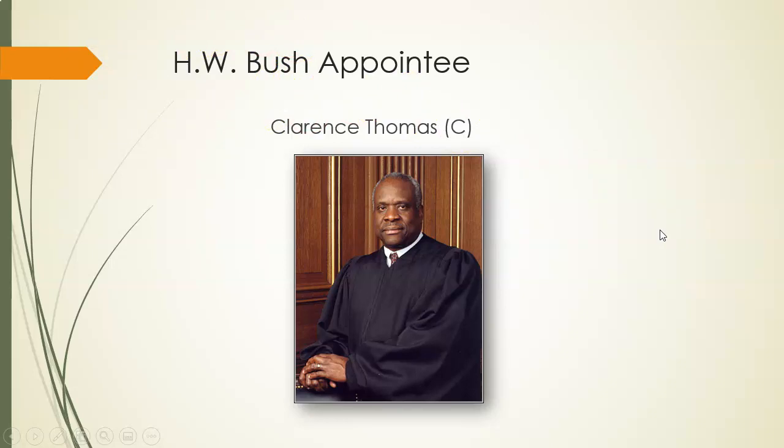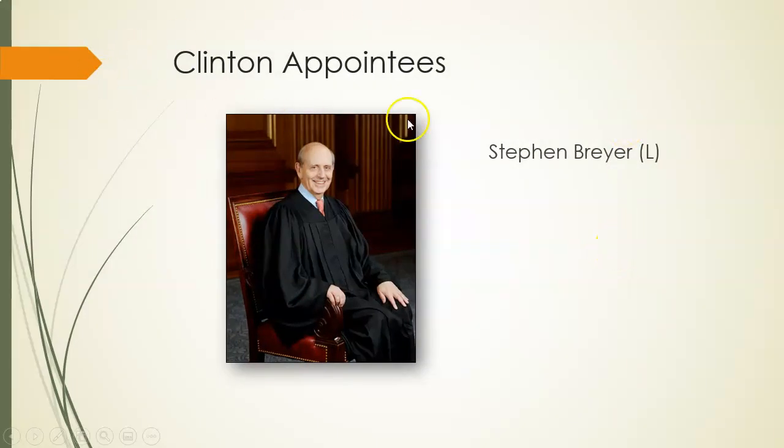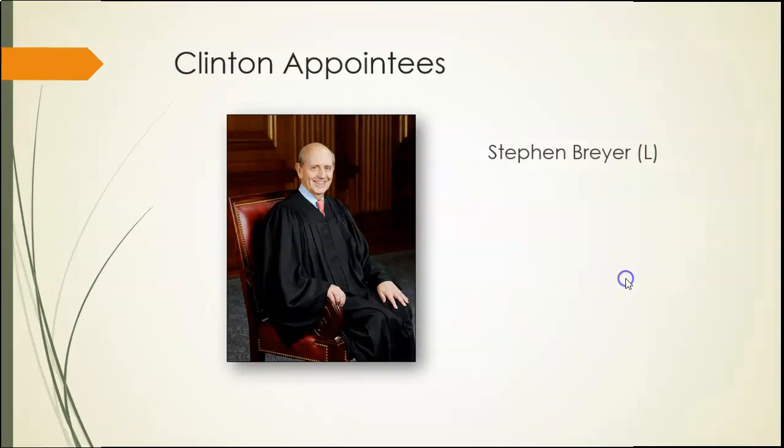Thomas was in his 40s when appointed, so he's now in his early 70s. He may be on the court for another 10 or 15 years. Stephen Breyer was appointed by President Clinton. He's a liberal judge who believes in judicial activism.